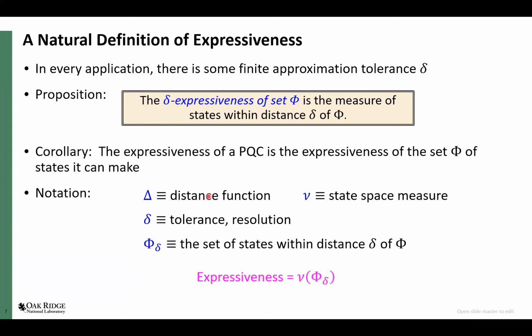And so this is actually a very general definition. You can choose different distance functions for measuring distance. There's an underlying notion of a measure on your state space, and then the notation here, phi sub delta, means the set of states that are within a distance delta of the set phi that we can make. And so in this notation, the expressiveness can be simplified as this formula. It's the measure of the set of states within a distance delta of the states we can realize.